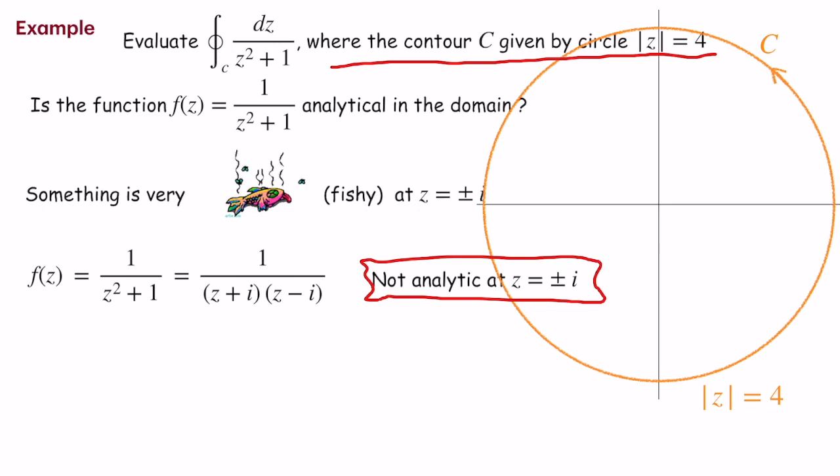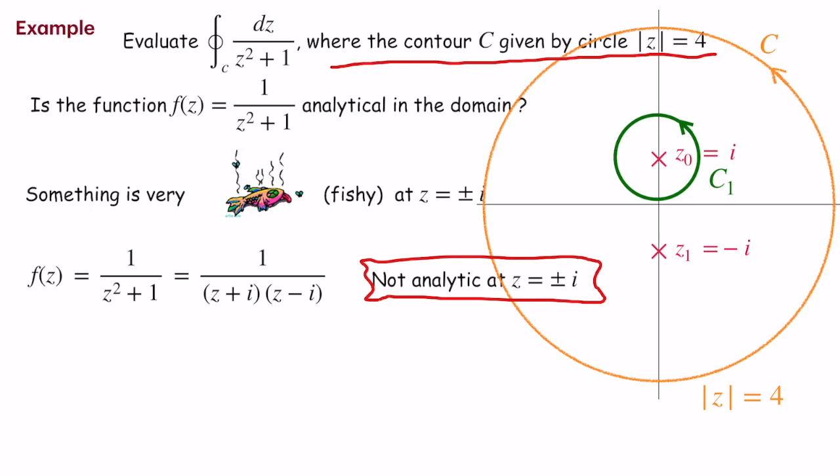In our domain, the contour which we are interested in is |z| = 4, a circle around the origin, and we call it the contour C. Now the problematic points are z0 = i and z1 = minus i. These are the points at which the denominator blows up, that is where the function is not analytic. So these are the points which we have to avoid.